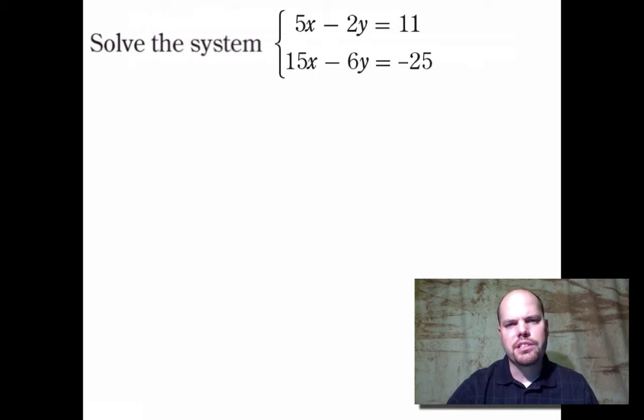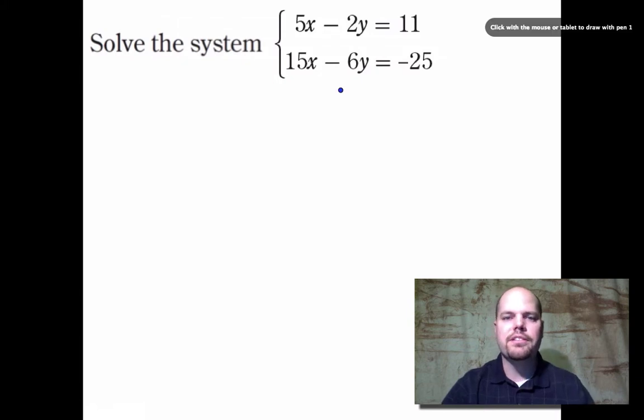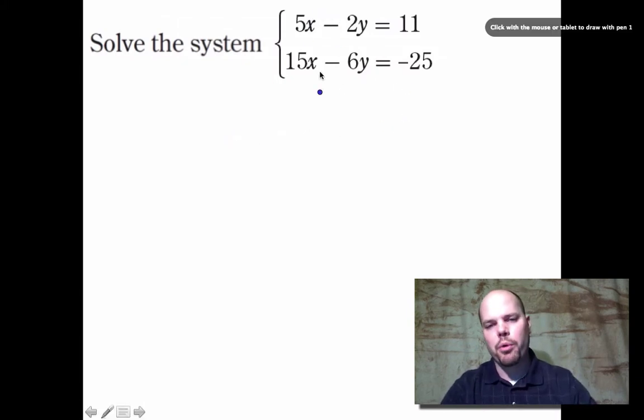Let's consider the system 5x minus 2y equals 11 and 15x minus 6y equals negative 25. Right away, these are in standard form. We cannot tell the slope very easily, so we don't know if they have the same slope or not. So what we want to do is try and solve this system or get them both in slope-intercept form, whichever is easiest. 15 is a multiple of 5, so let's try to get these to be opposites.